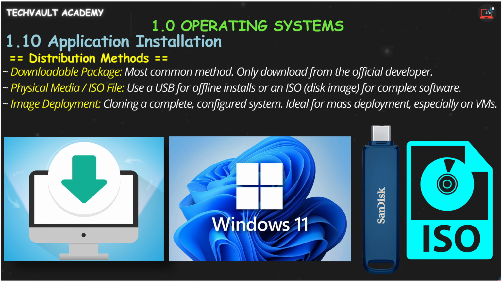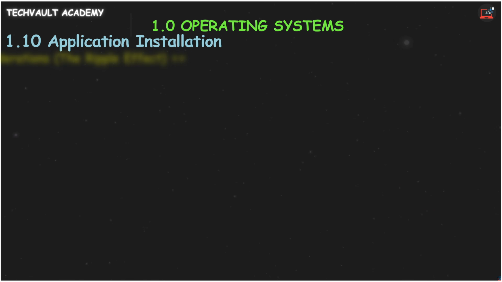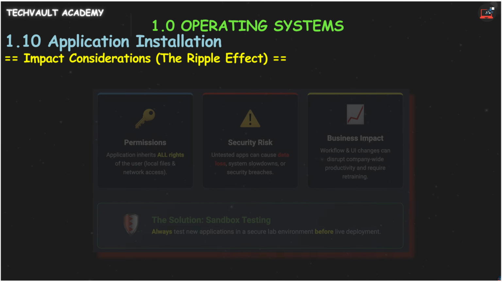For large businesses, image deployment is key. This involves creating a perfect clone of a fully configured system, OS, apps, and all, and deploying that image to dozens or hundreds of machines. This is incredibly efficient, especially for virtual machines. But installing an application in a business has a ripple effect. These are the impact considerations.